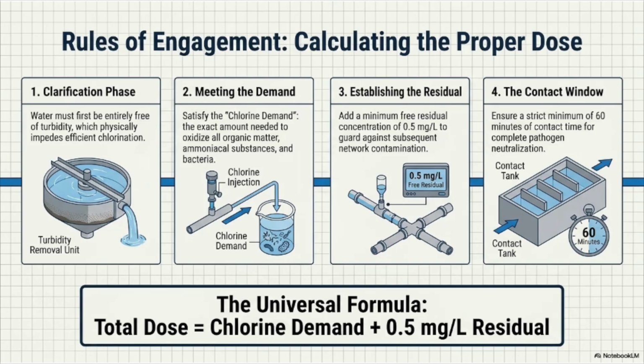The fourth is the contact window, ensuring a strict minimum of 60 minutes of contact time for complete pathogen neutralization. This gives us the universal formula where the total dose equals the chlorine demand plus 0.5 milligrams per liter residual.